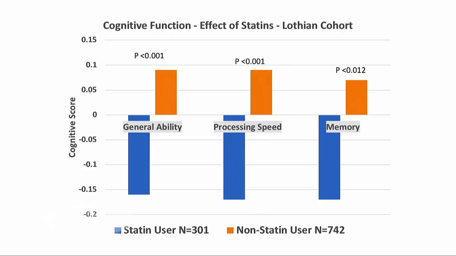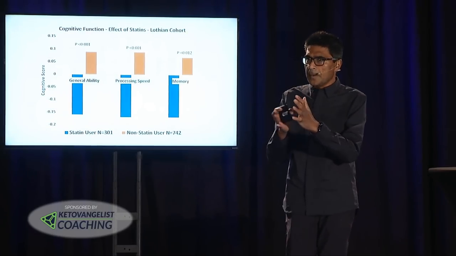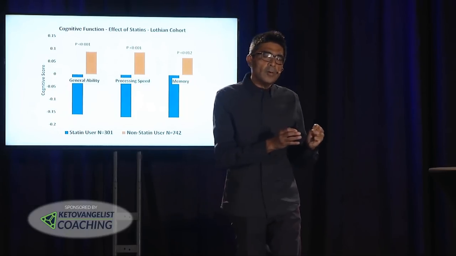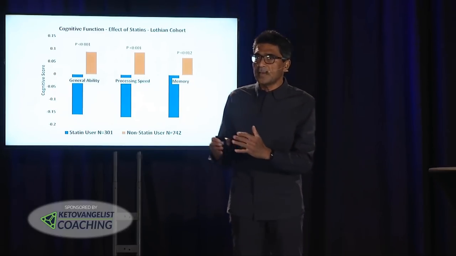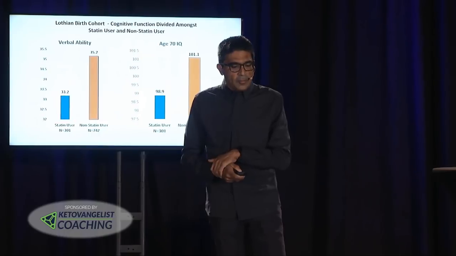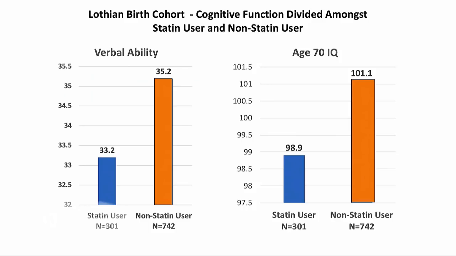And now we move on to an area in which I am on a little bit of water. I'm treading water. And you can see that we are looking at cognition and statins. About 300 of these people were on statins, 700 were not. And amazingly, the people who were on statins had lower cognitive function in terms of general ability, processing speed, and memory, compared to the people who were not on statins. What about verbal ability and IQ? The verbal ability and IQ were similarly higher in people who were not taking statins compared to people who were taking statins.